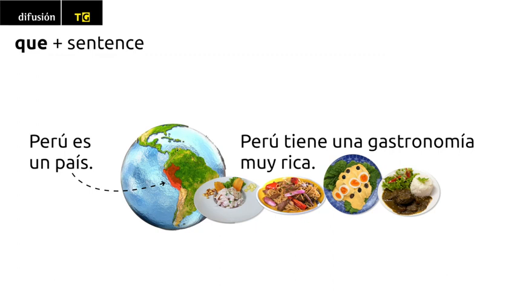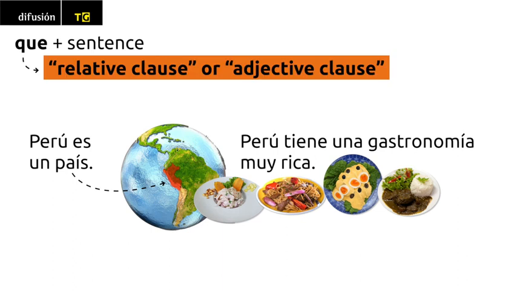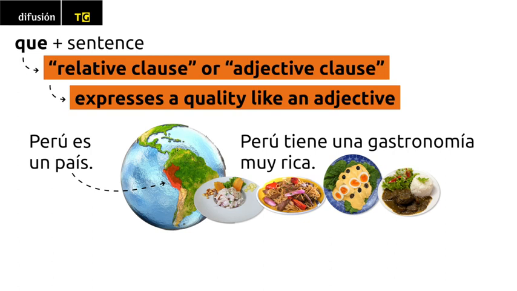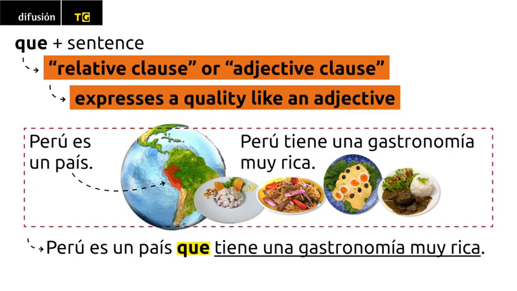The two sentences should be combined into one, again to avoid repeating Perú. The structure with que is called a relative clause or adjective clause because it expresses a quality like an adjective and may be used in its place. Perú es un país que tiene una gastronomía muy rica. In this case, que is followed by another sentence, complete with a conjugated verb, rather than just a noun, as with con.